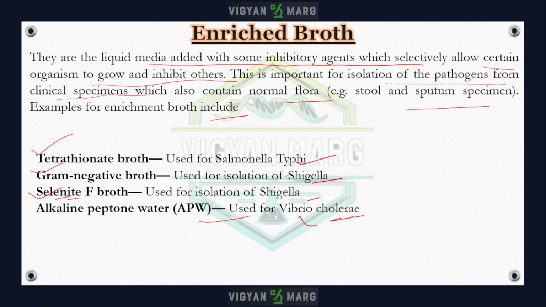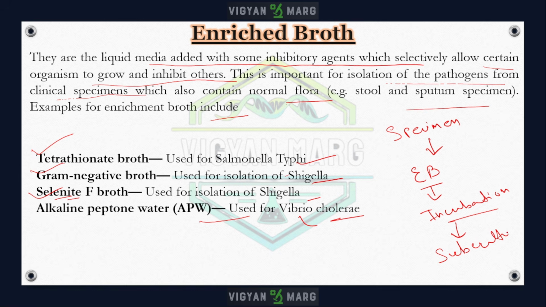Okay, the general workflow of the enrichment broth is: the specimen, then the enrichment broth, then an incubation period, and next is subculture into selective or differential media. Okay, finally you can isolate the colonies through this process.